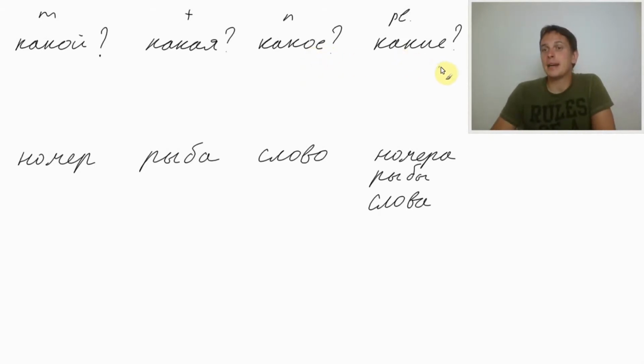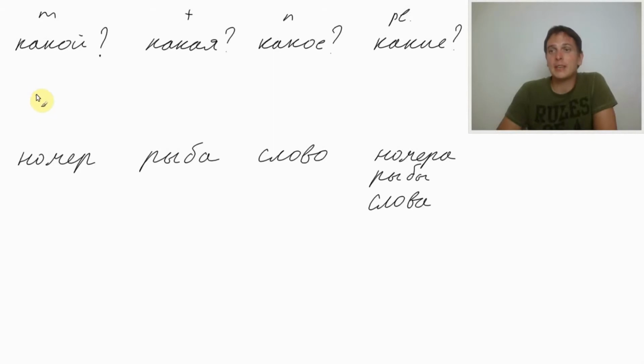Какие номера? Which numbers? Какие рыбы? Which fishes? Какие слова? Which words? So this is the plural. Try to pronounce after me and write it down. Write it down as a small table for yourself.